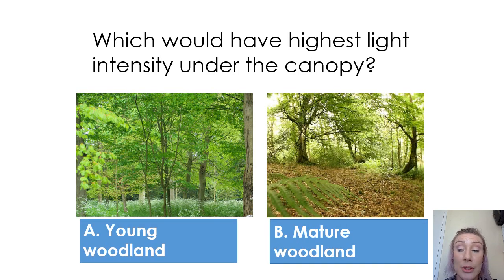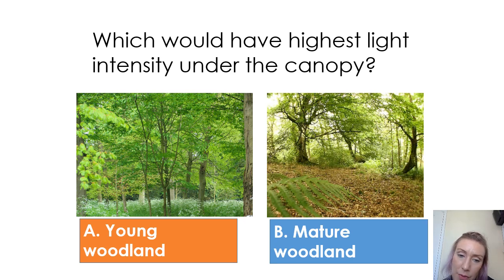Okay, now this is one that you need to think about a little. Which would have the highest light intensity under the canopy? So this is underneath the tree canopy, we're asking. The young forest, young woodland, or the mature woodland. If you look to the forest floor, it's a bit of a clue. Okay, which do you think? It's the young woodland that has the highest light intensity.